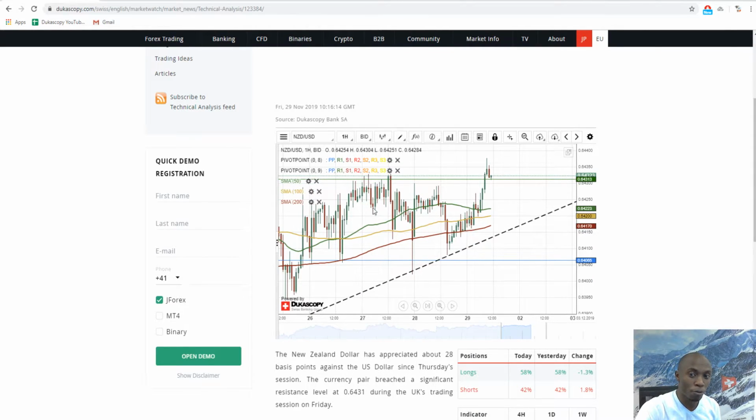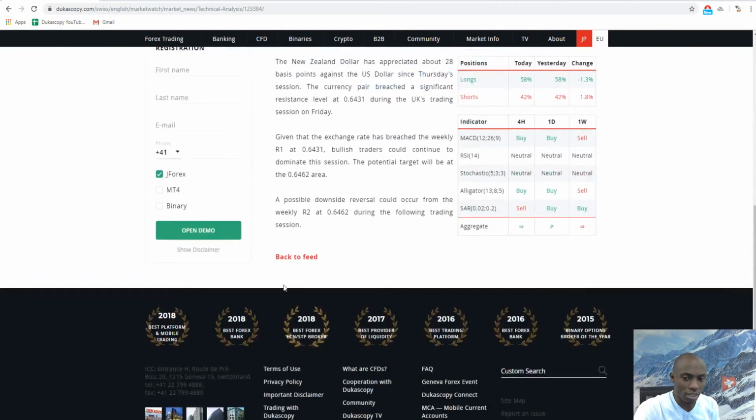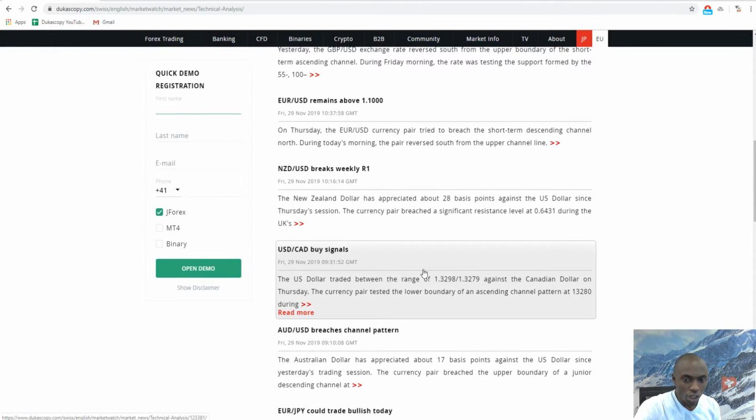So what might happen, since this resistance level was holding for a very long time, since the beginning of this week, and the price breaks this resistance level, there's a big chance that the next stage, most likely before the end of today's session or the beginning of next week's session, is 0.6461. That's the prediction.